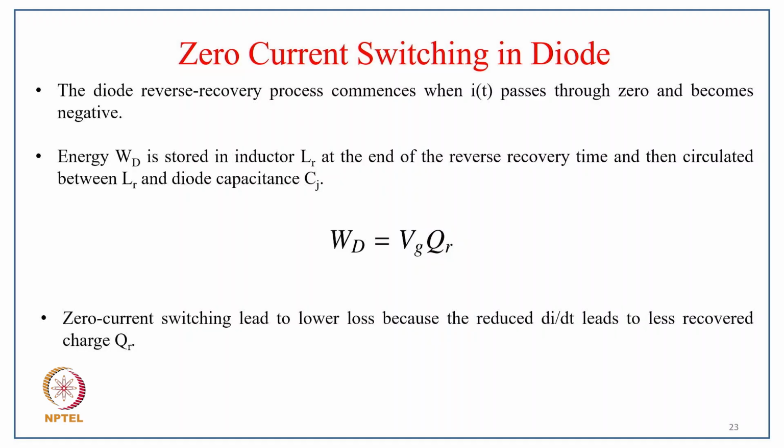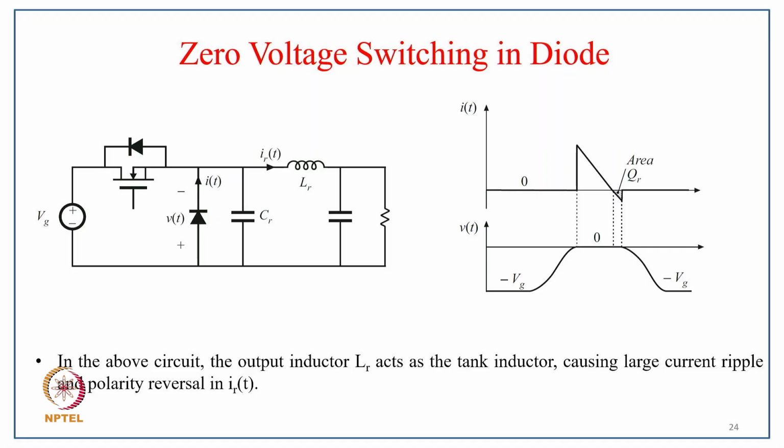So the diode reverse recovery process commences when IT passes through 0 and becomes negative, and energy WD is stored in the inductor at the end of the reverse recovery time, and then circulated between LR and the diode's capacitance CJ, and that WD equals VG into QR. So zero current switching leads to lower loss because the reduced di/dt leads to less recovered charge QR. And coming to typically here, you can see the current and the voltage across the diode.